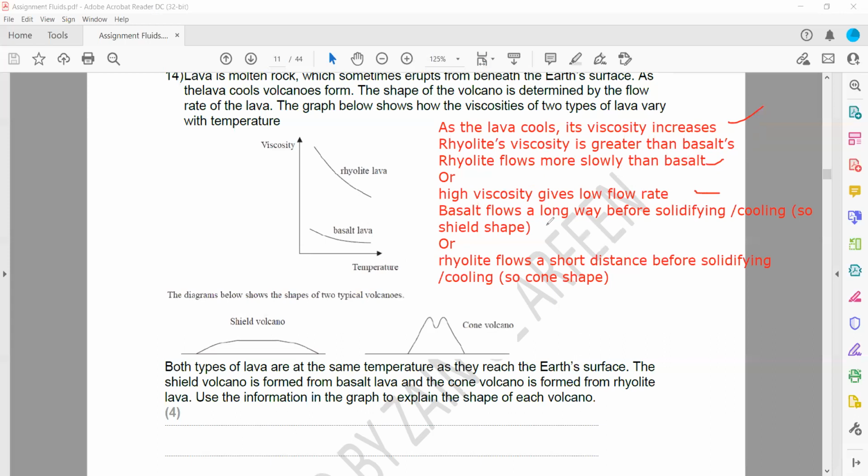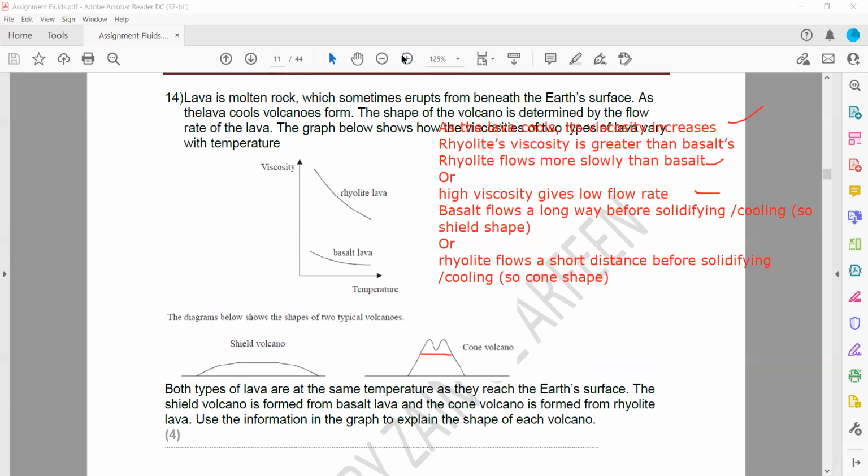So basalt flows a long way before it solidifies or cools, and rhyolite will flow a shorter distance before it solidifies or cools. So this is a comparison of why rhyolite lava leads to a cone-shaped volcano and basalt lava leads to a shield volcano. Is it clear? Any doubt till this point?